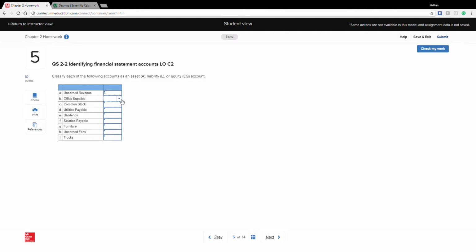Office supplies. Office supplies for this book will always be an asset. They're kind of like a prepaid. Common stock, the easy one, that's equity. Payable, anytime we see payable, the keyword in there is pay. We must pay someone, so that will be a liability. Dividends follow on equity. Salaries payable. Furniture. Unearned fees.